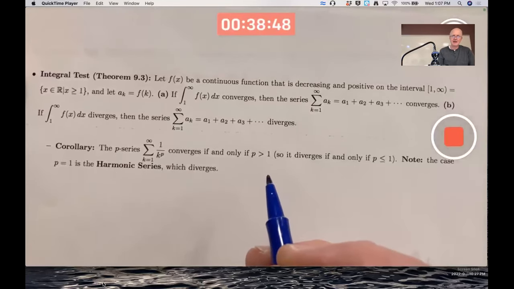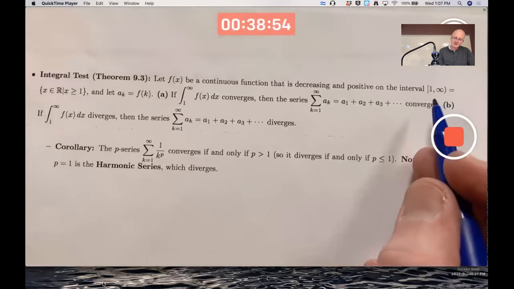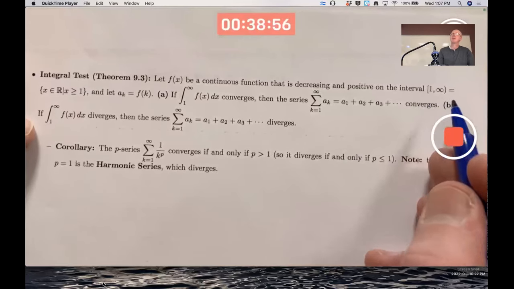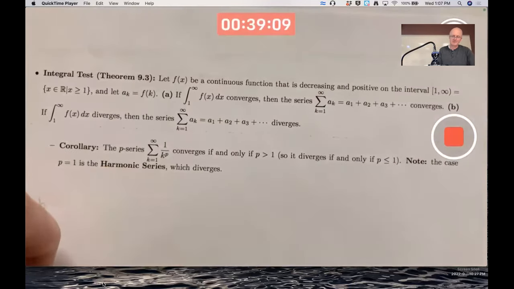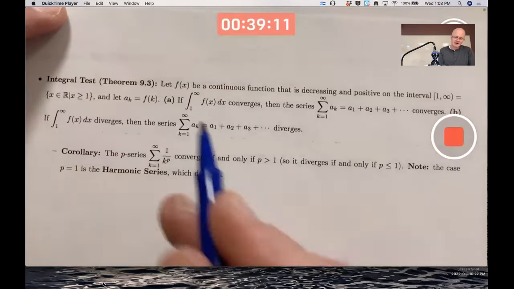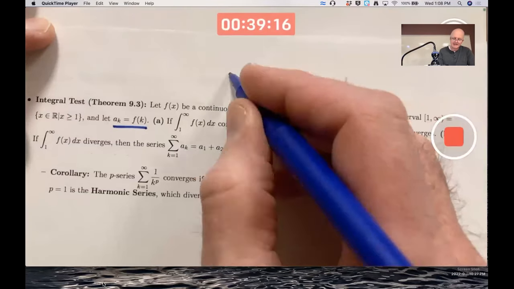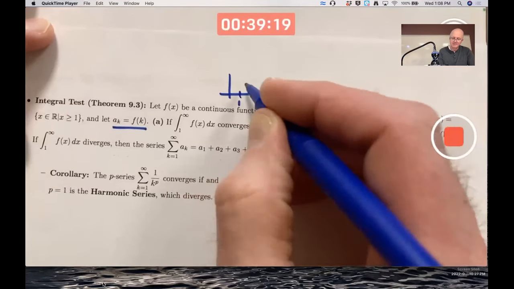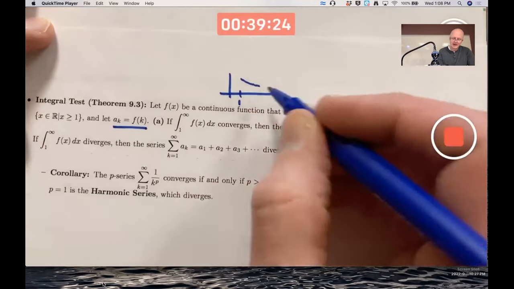Integral test. Let f of x be a continuous function that is decreasing and positive on this interval. Again, I pick the interval from 1 to infinity. Really, any interval from some number to infinity would be fine. Most of the examples we typically do go from 1 to infinity, like for the p-series. And suppose a_k equals f of k. So the graph of f of x is the graph of a continuous function like this, and it's decreasing and positive.